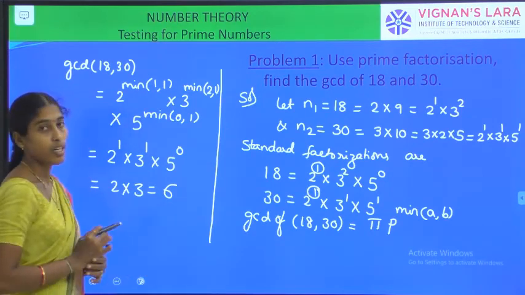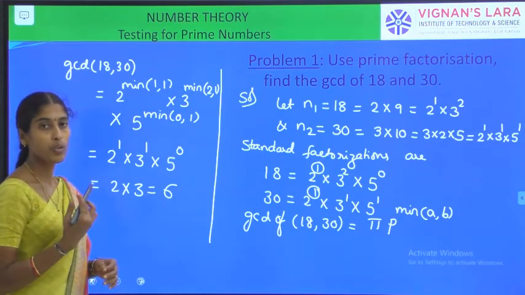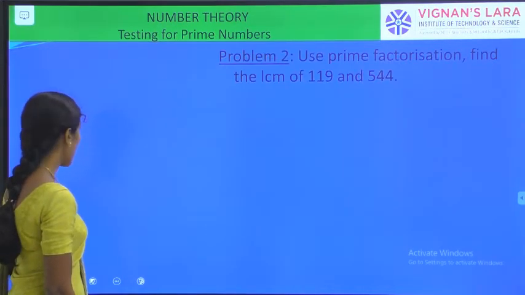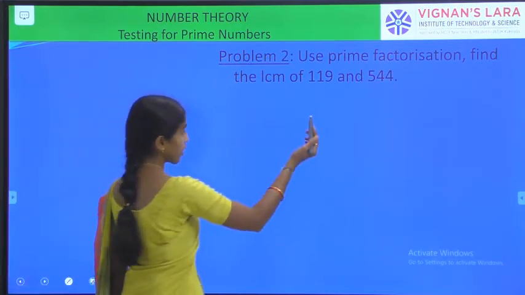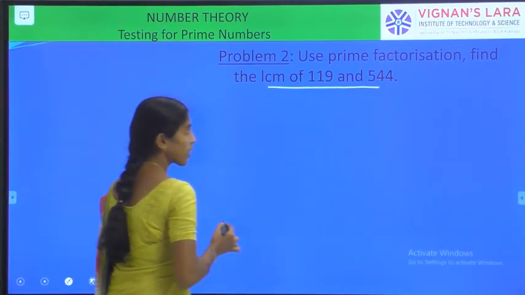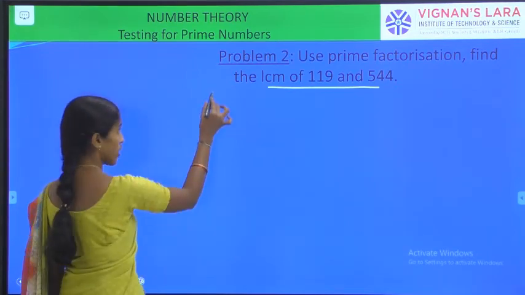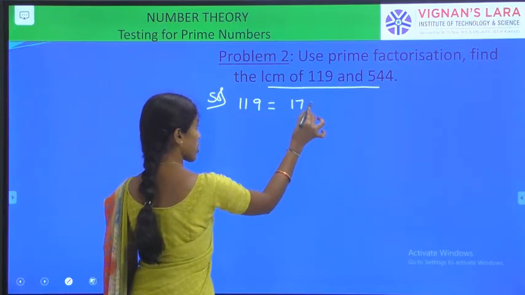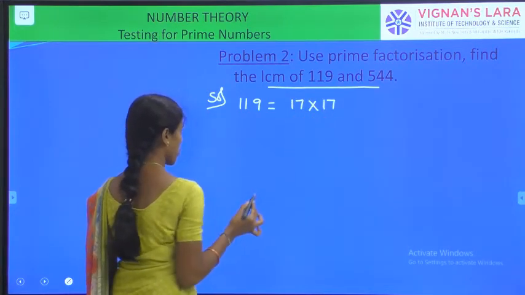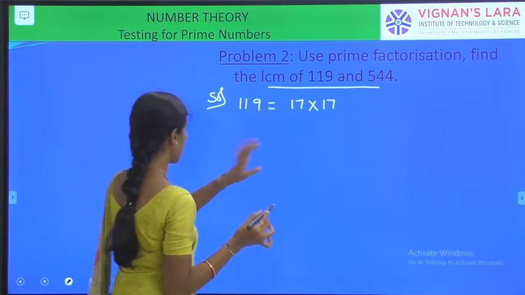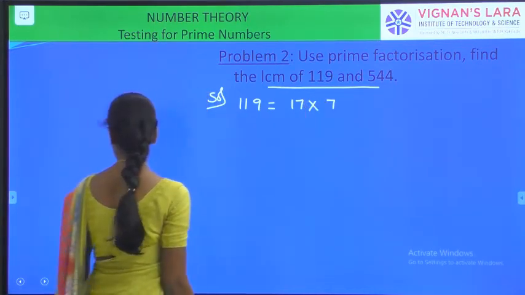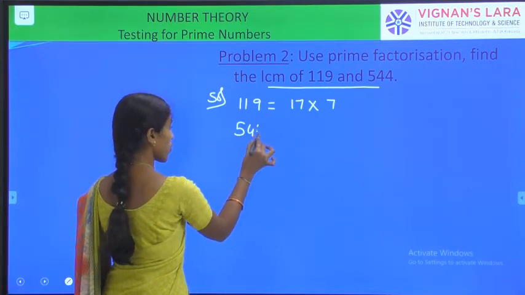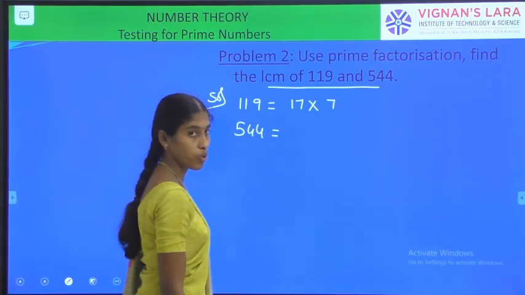Either you use the standard factorization method, or if you use the Euclidean theorem and division algorithm, there also we get the same answer. Now see the next one. Use prime factorization to find the LCM of 119 and 544. So first we write the factorization of 119, which is 17 into 7. Next one, 544 is a big number, so it is not possible to write it directly.